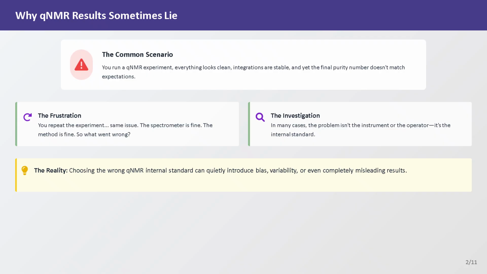Imagine this scenario. You run a qNMR experiment. The spectrum looks clean, integrations are stable, everything appears perfect. Yet, when you calculate purity, the number just doesn't make sense. You repeat the experiment, maybe even on a different day. Same issue. The instrument is behaving, the method is correct, so where is the problem? In many cases, the silent culprit is the internal standard. A poor choice doesn't always scream error, it quietly biases your results. And that's what makes it dangerous.